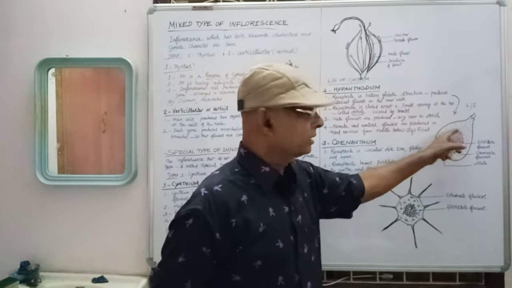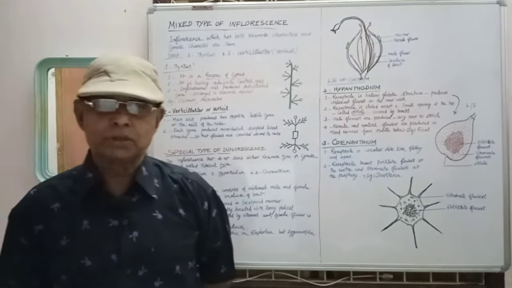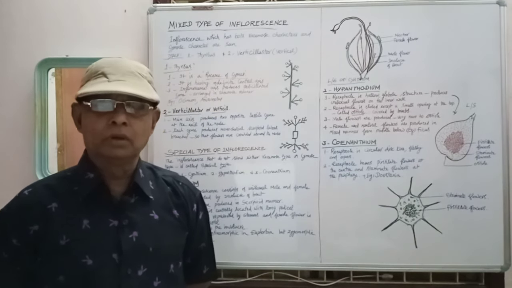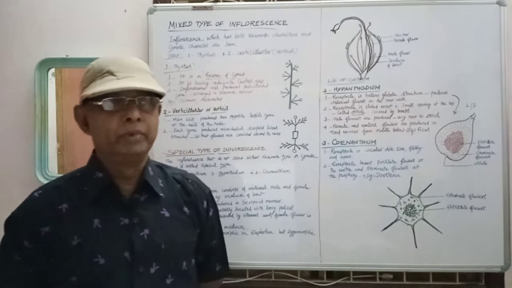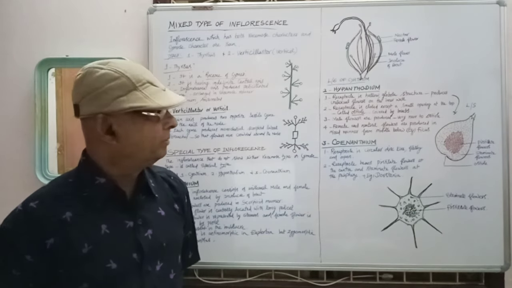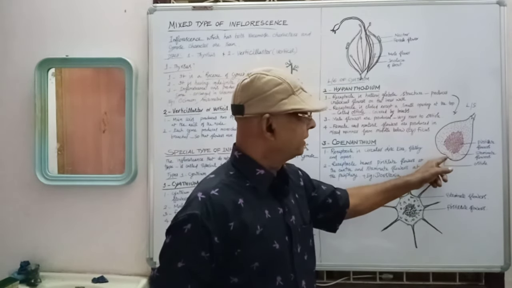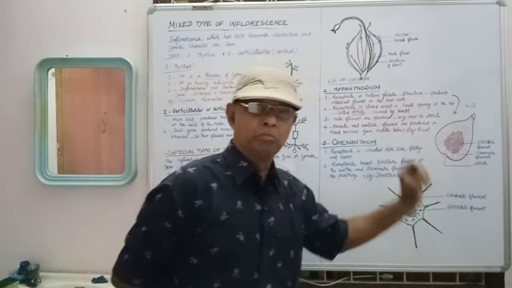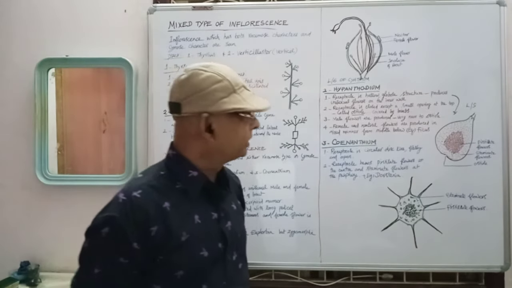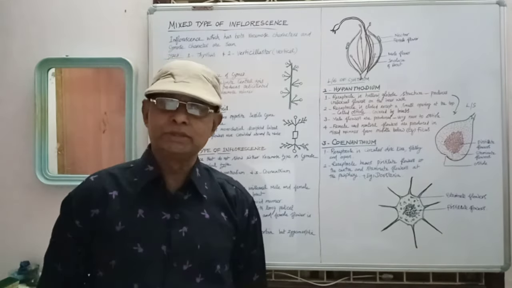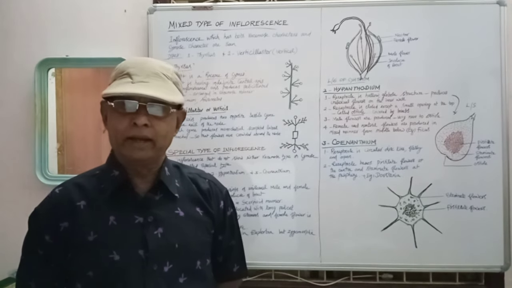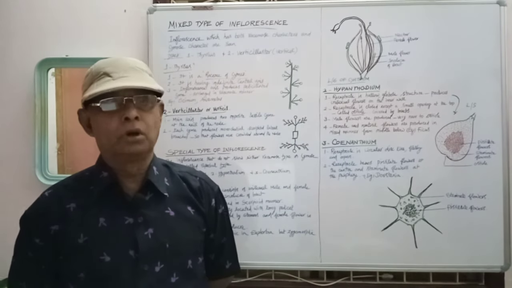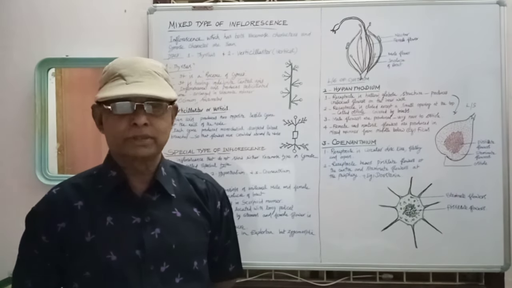Inside the wall of the receptacle, several unisexual flowers are arranged. The female and neutral flowers are formed in a mixed manner from the middle below, but the female flowers are arranged just very near to the ostiole. Ostiole is covered by several very small bracts. So that is the hypanthodium. Hypanthodium inflorescence can be seen in Ficus, banyan plant, fig plant, peepal plant.